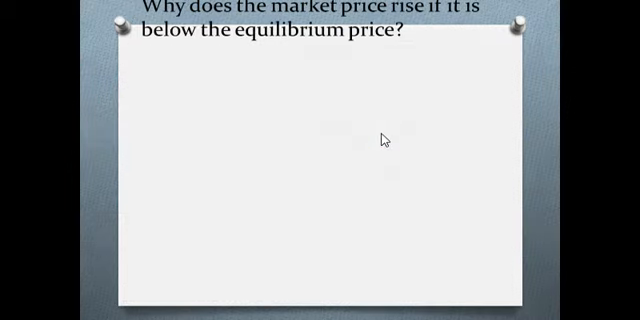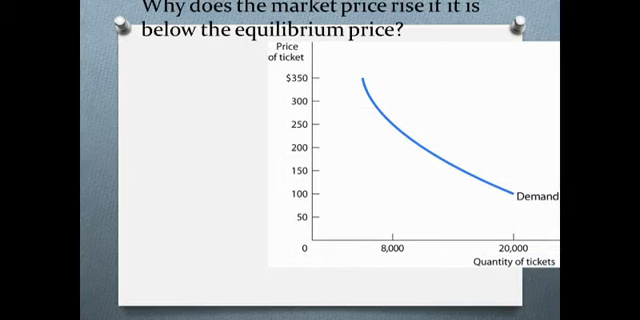So why does the market price rise if it's below the equilibrium price? Because there's too many people who want it and you can't possibly fill those needs. So adjustments have to be made to the market in order to meet the needs of that market.